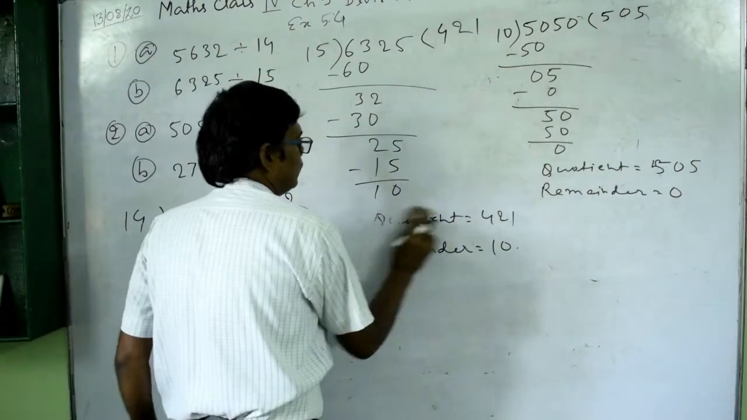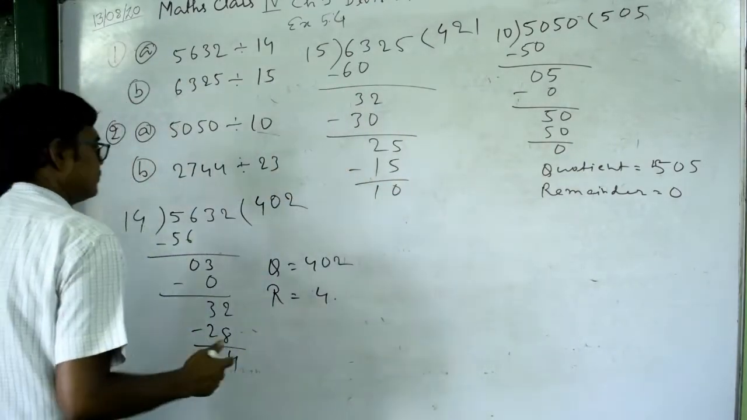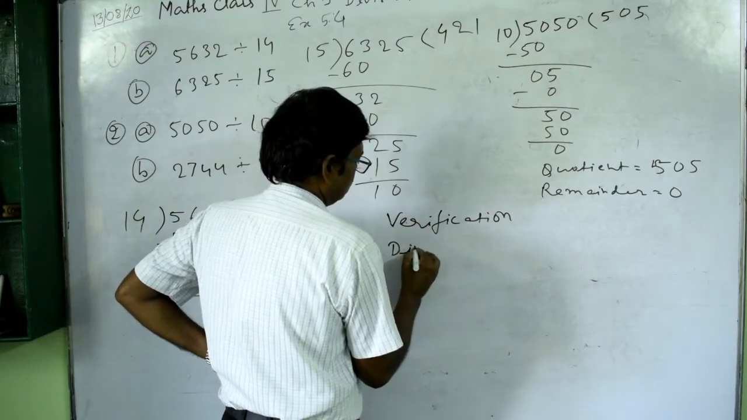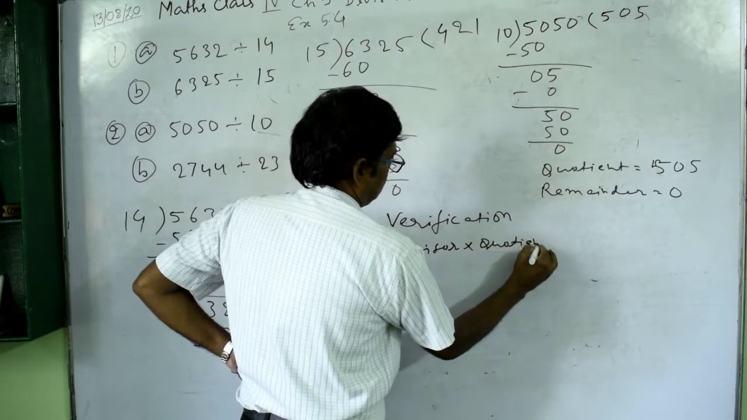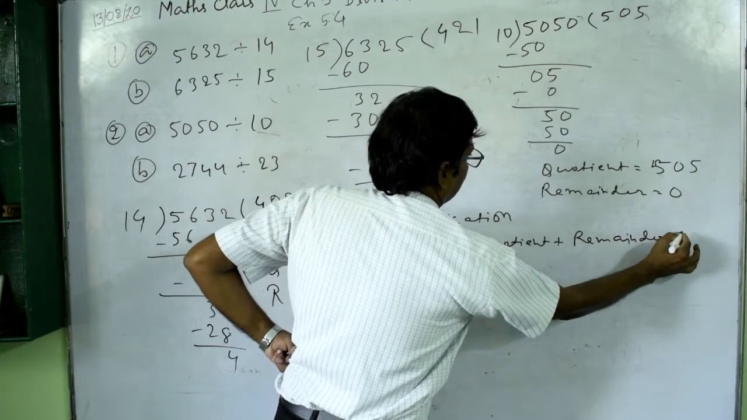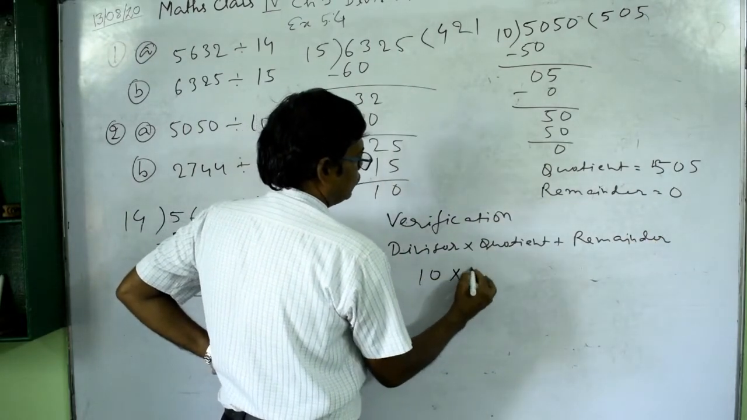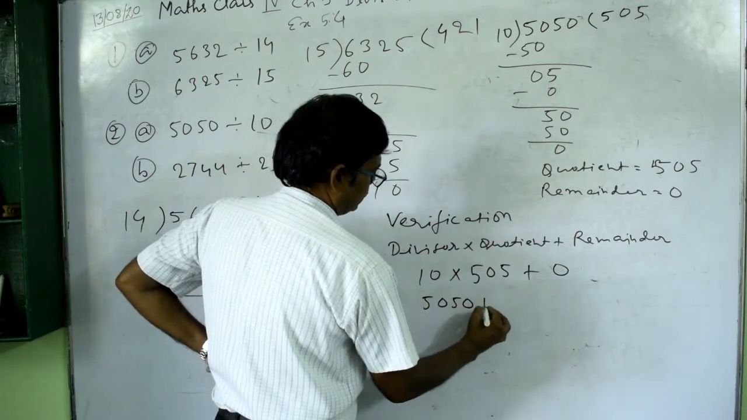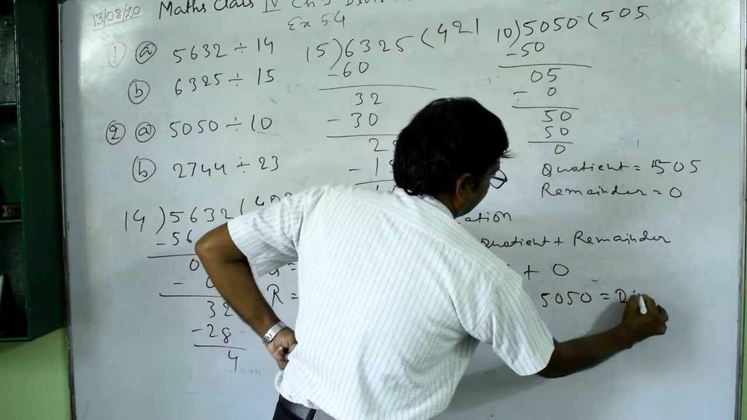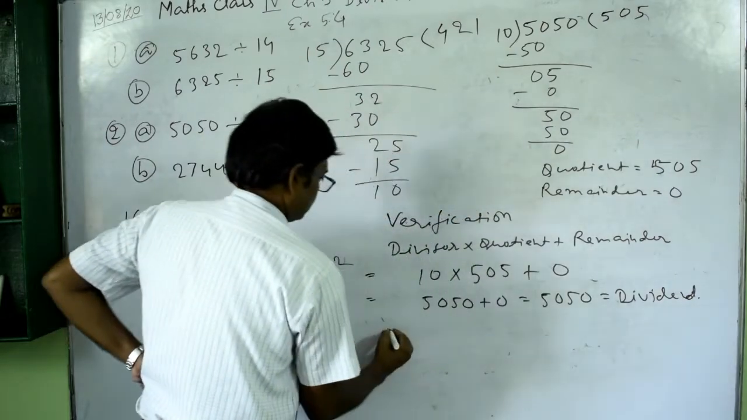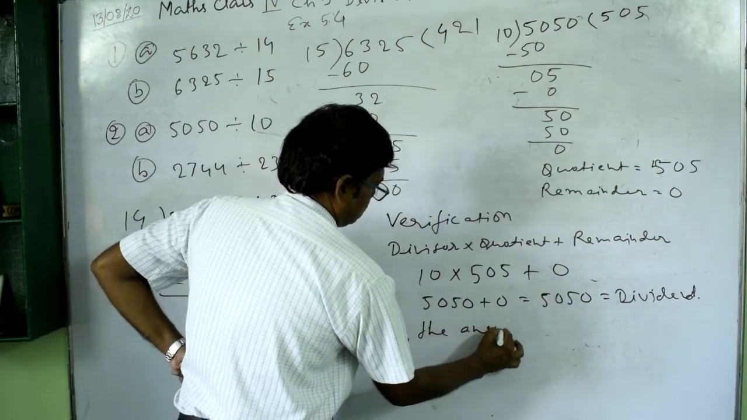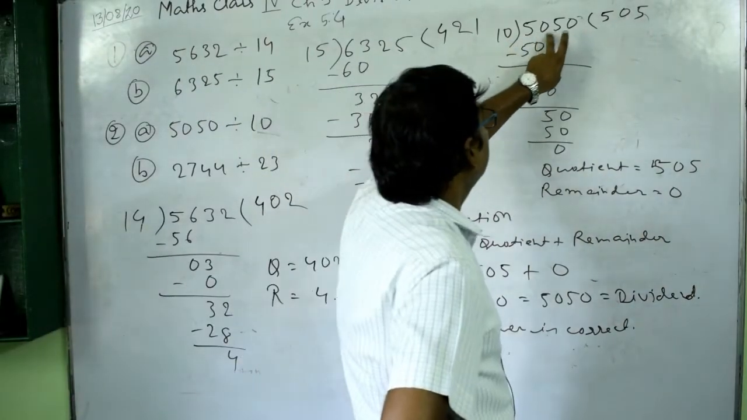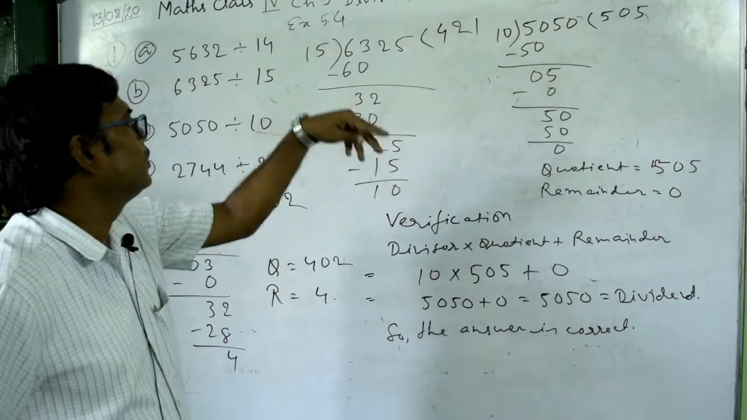Okay, for this also we have to verify. So here you will write divisor into quotient plus remainder. Now what is divisor here? 10 into quotient is 505, plus remainder is 0. So this will be equal to 5050 plus 0 equal to 5050 equal to dividend. So the answer is correct. Okay, see here that this is the dividend here, and here also we have got the dividend here. So our division is correct and answer is correct.